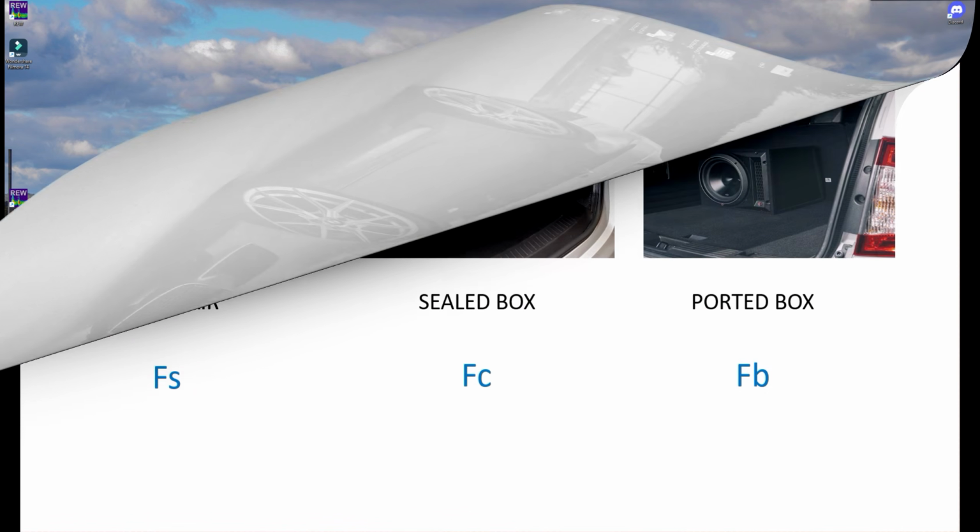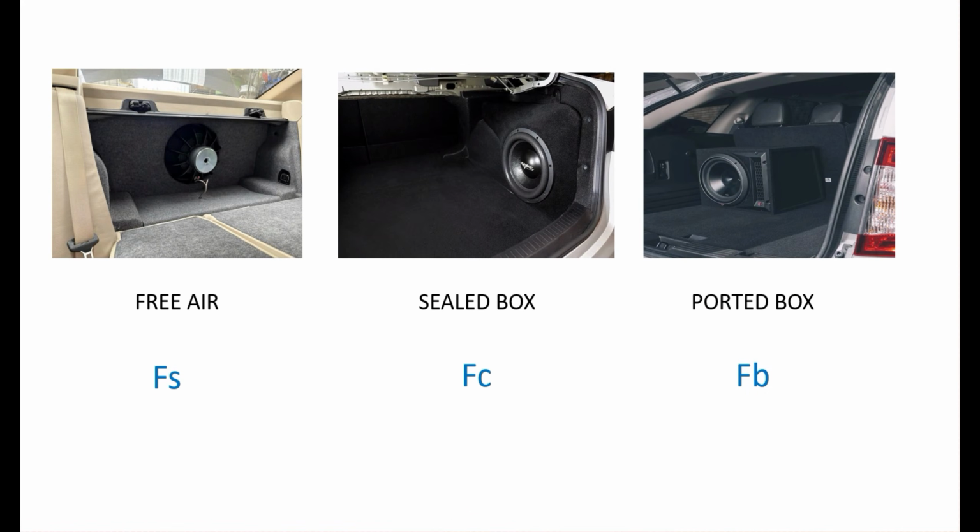Let's dive on in. So far we've been talking about speakers mounted in free air, just on mounting rings, venting into a door void or into a dash, or speakers set up in IB. But how do things change when we put speakers into a sealed box or a ported box?